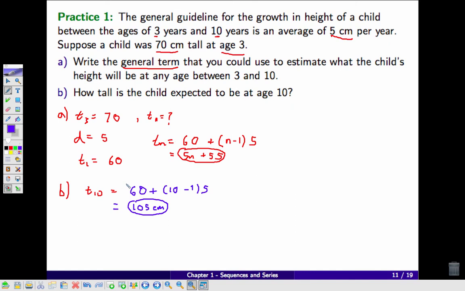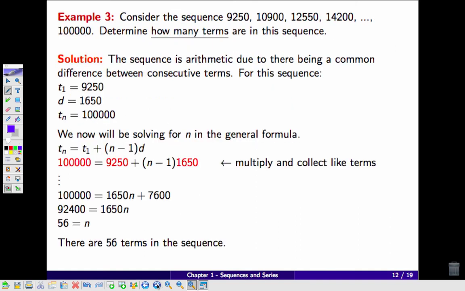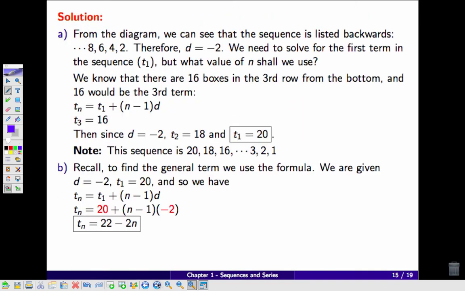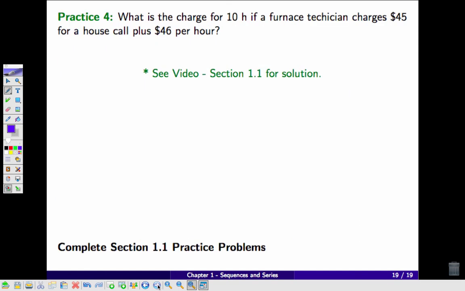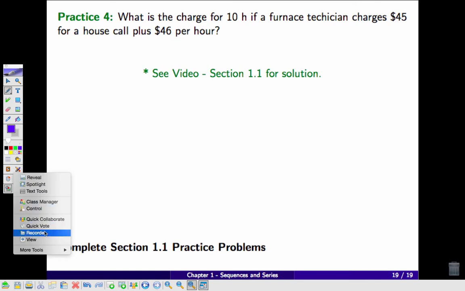So that was practice problem 1. In the next video, since I'll do 2 videos for chapter 1, section 1.1, we'll go over practice problems 2, 3, and 4.